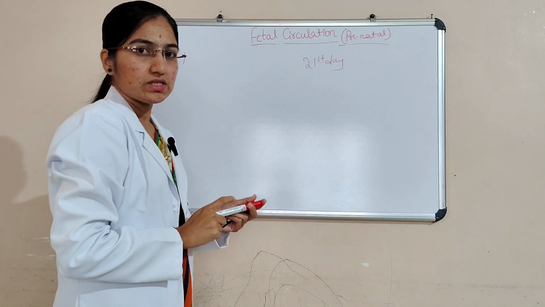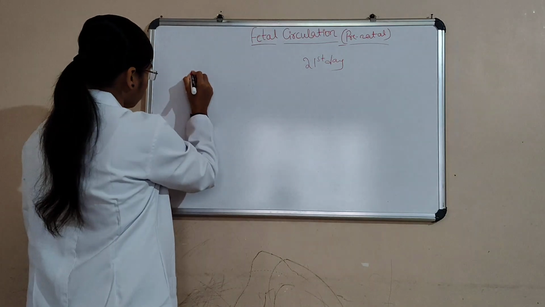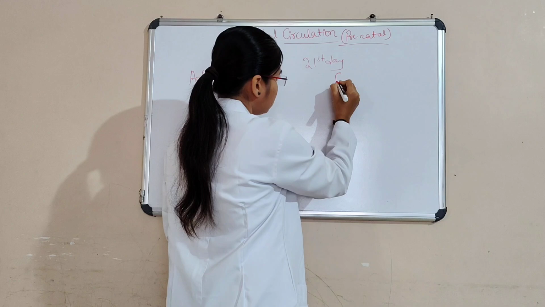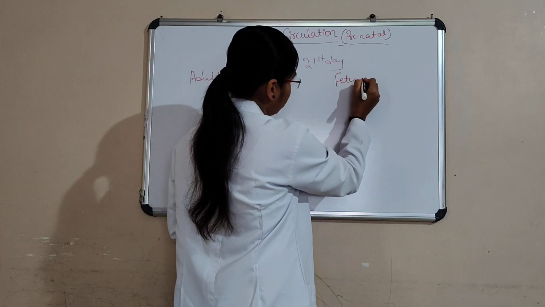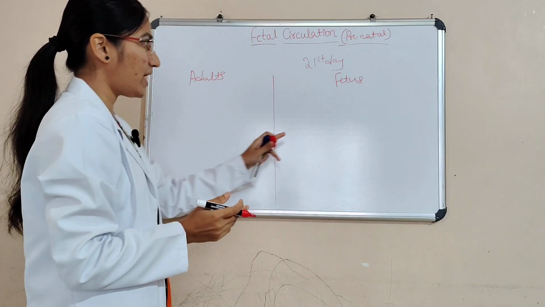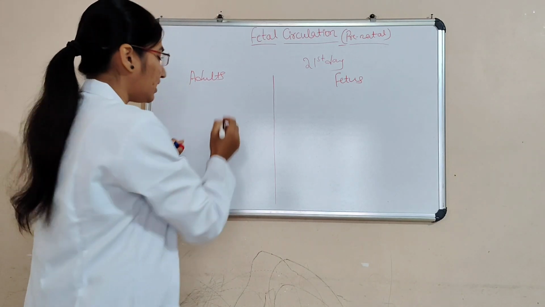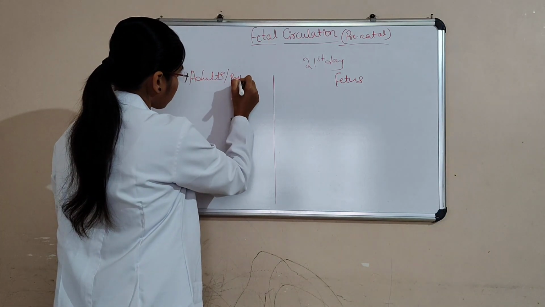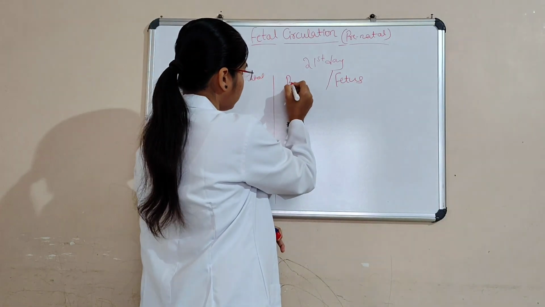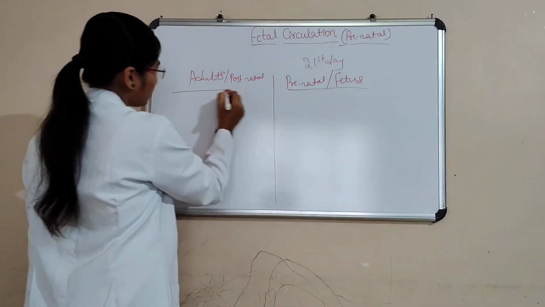First, we'll see the difference between adults and the fetus. Just we'll see the difference. What happens in adults? What happens in fetus? Here, adults is also called postnatal, and this one is prenatal. Prenatal circulation and then postnatal circulation.